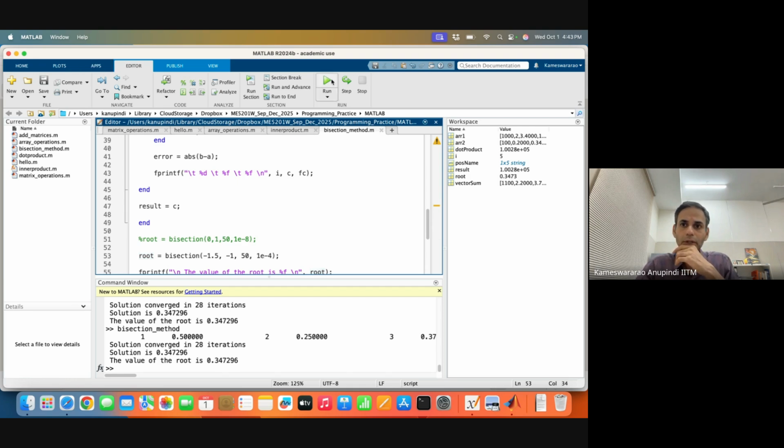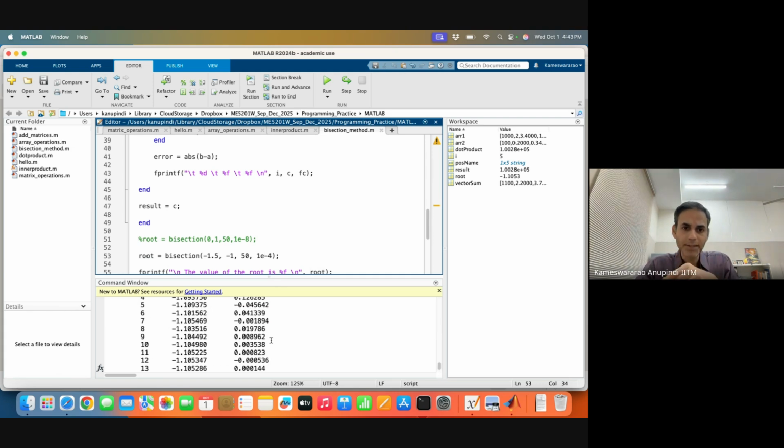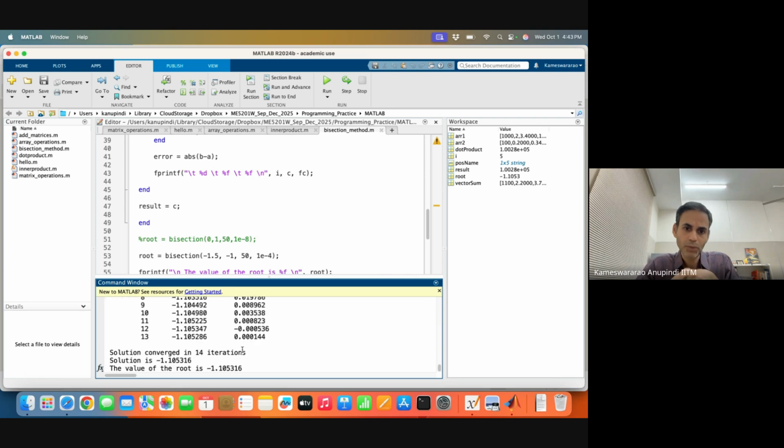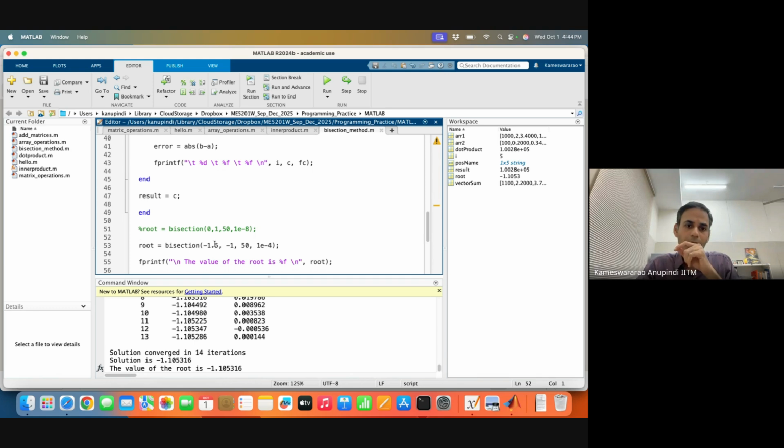So this is now a new function. Okay, it has converged. This is exactly the same function we used maybe in Newton's method. It is doing minus 1.25, minus 2, and so on. It has converged to 1e minus 4 in 14 iterations. The value is minus 1.10536. Now let me say I know that the root is between minus 1 and minus 1.5, but I give 1 and minus 1.